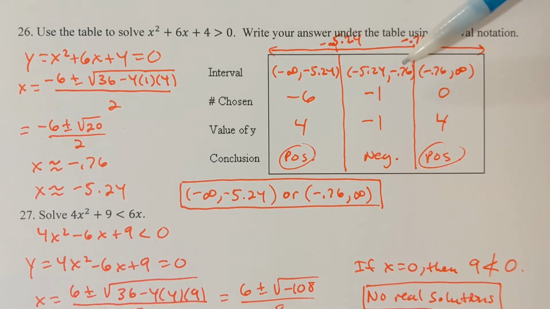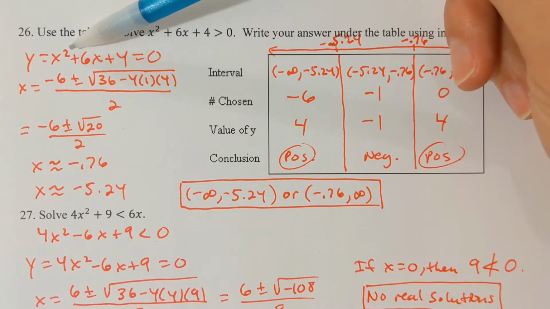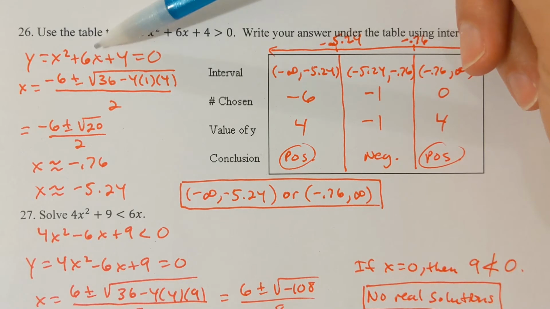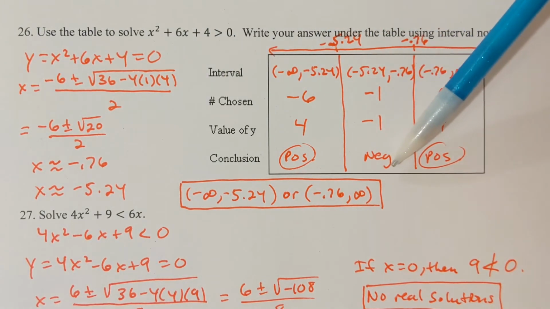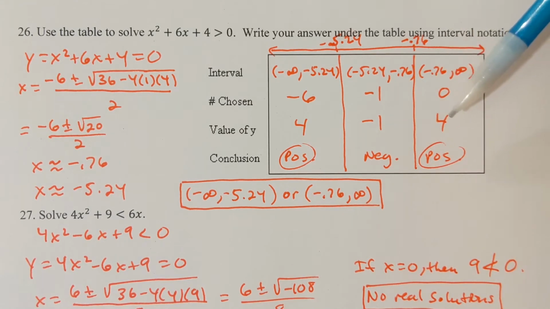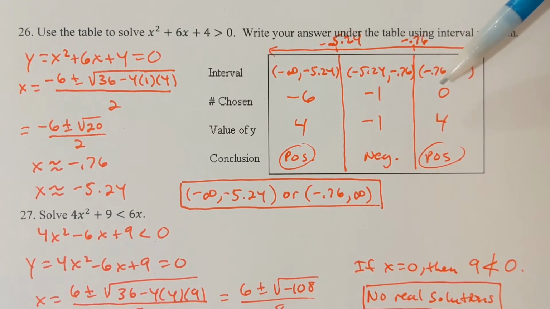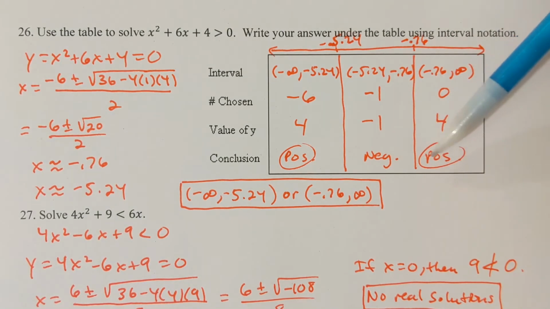Next, I need a number between negative 5.24 and negative 0.76. Negative 1 is between those two numbers, so if I let x be negative 1, plug that in. Negative 1 squared is 1. Minus 6 is negative 5, plus 4 is negative 1, and that's a negative number, so I'll write negative for the conclusion there. The last group, I need a number that is bigger than negative 0.76. 0 works well. If x is 0, y is 4, and so it looks like we're back positive again.